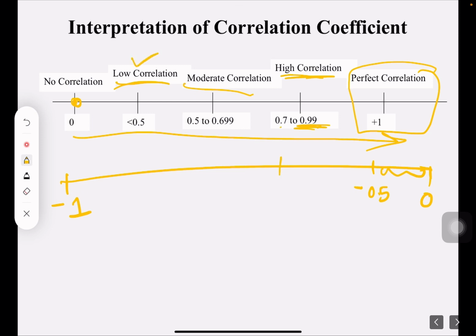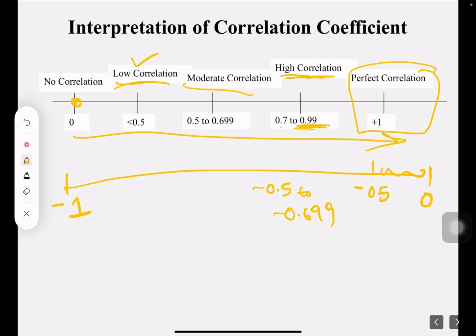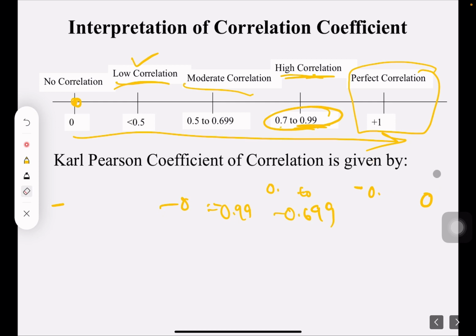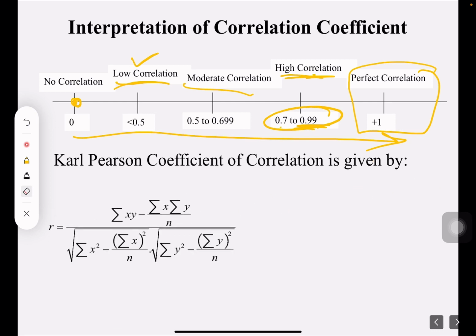From -0.5 to -0.699, which is also negative, would be moderate. Similarly, if you have -0.7 to -0.99, which is also negative, it would be high correlation, and at -1, it would be perfect negative correlation. So now Karl Pearson's coefficient is given by, so your r will be equal to this formula here.